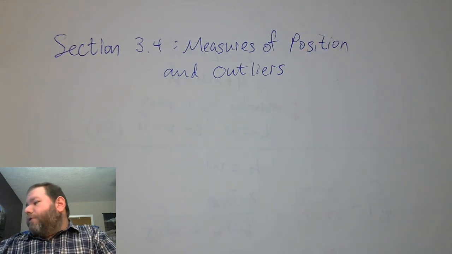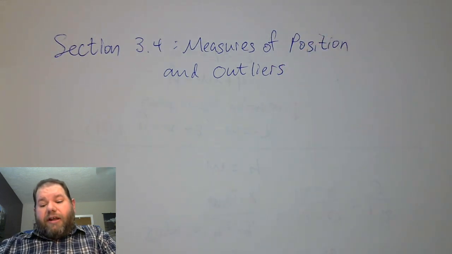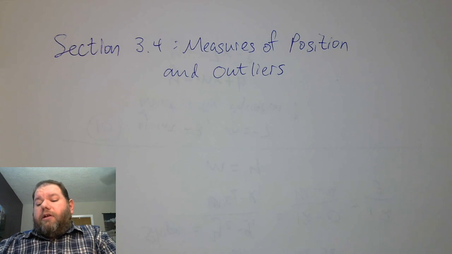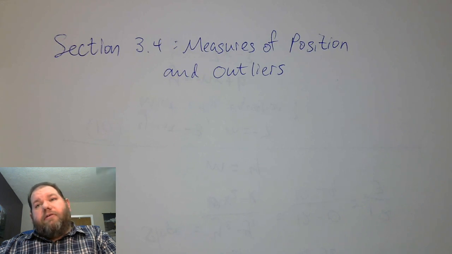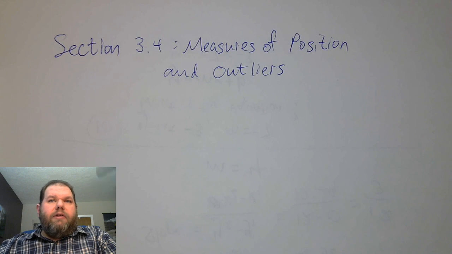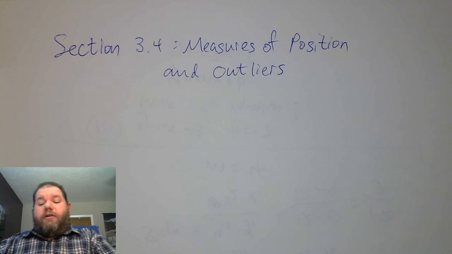Section 3.4 covers measures of position and outliers. Now, when we talk about measures of position, basically a measure of position tells us a data value's location in the data set. Is it in the top half or is it in the bottom half? Is it in the first 25%? Is it the 96th percentile? Whatever it is that we're interested in.